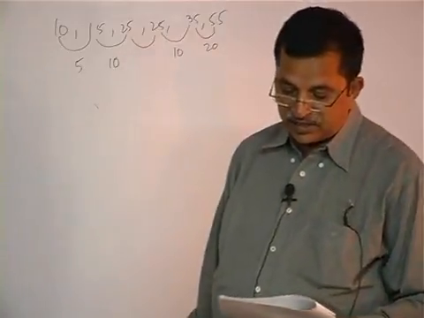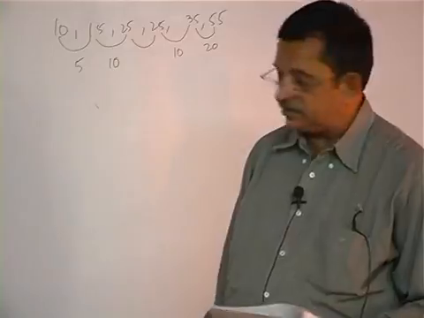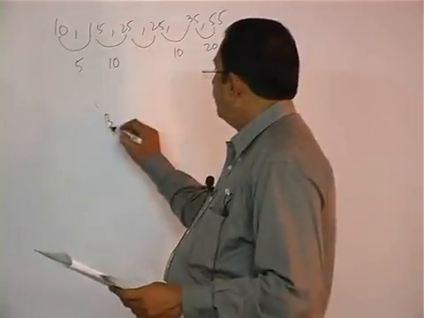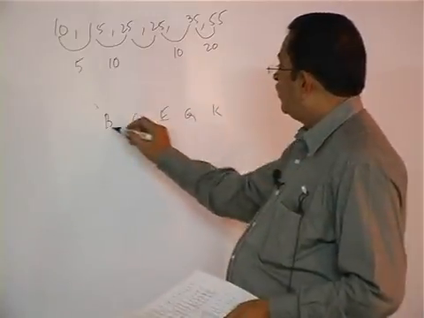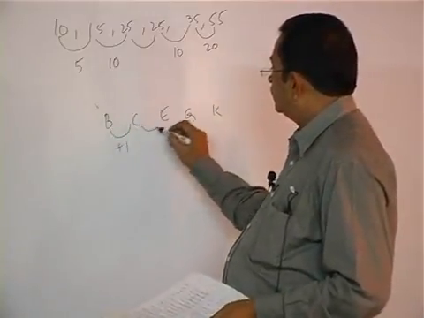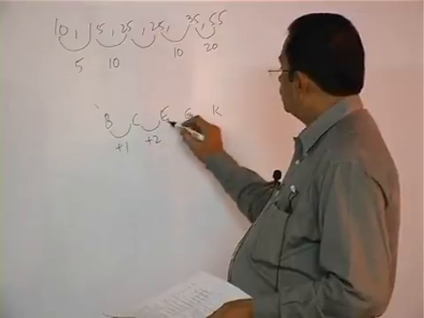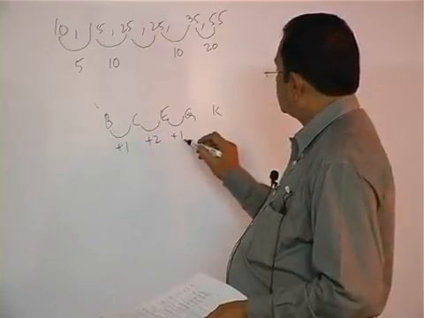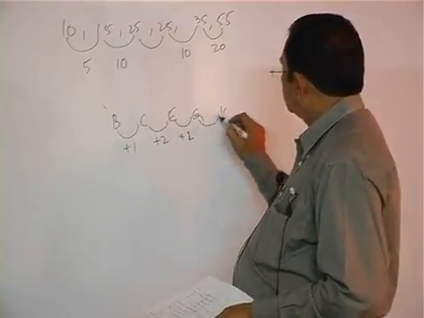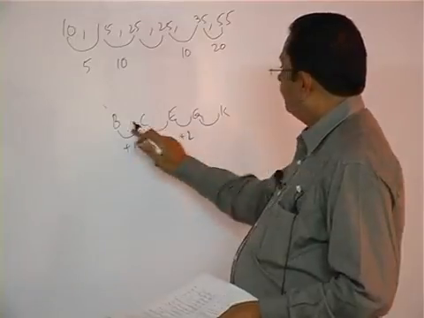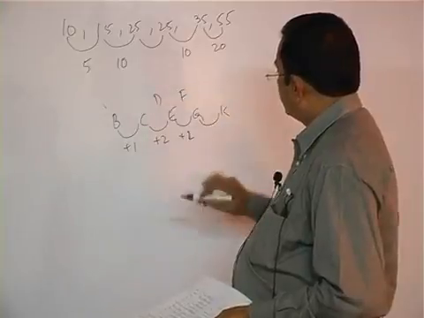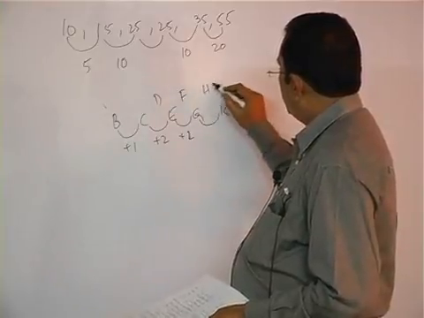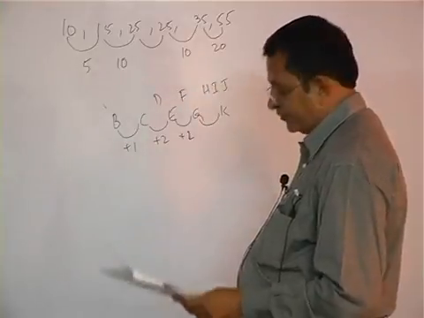O, B, C, E, G, K. B, C, E, G, K. Plus 1, plus 2, plus 2. B, C, D is left. F is left. H, I, J is left.